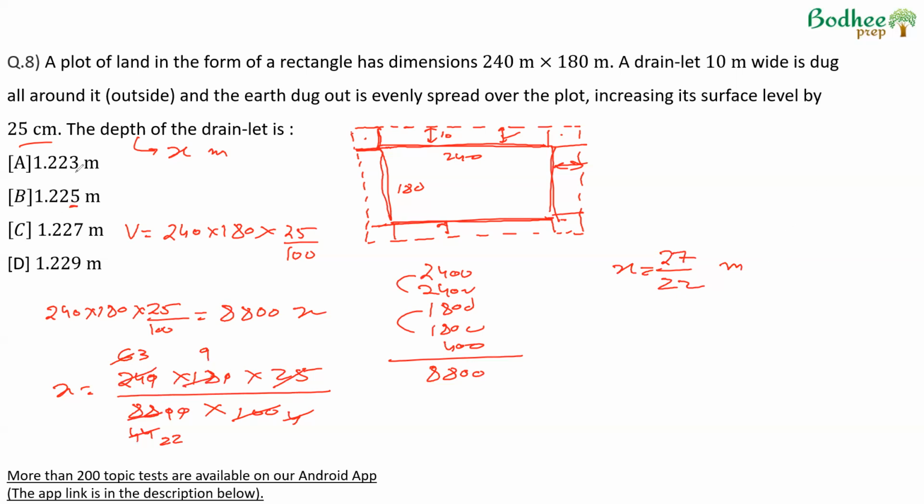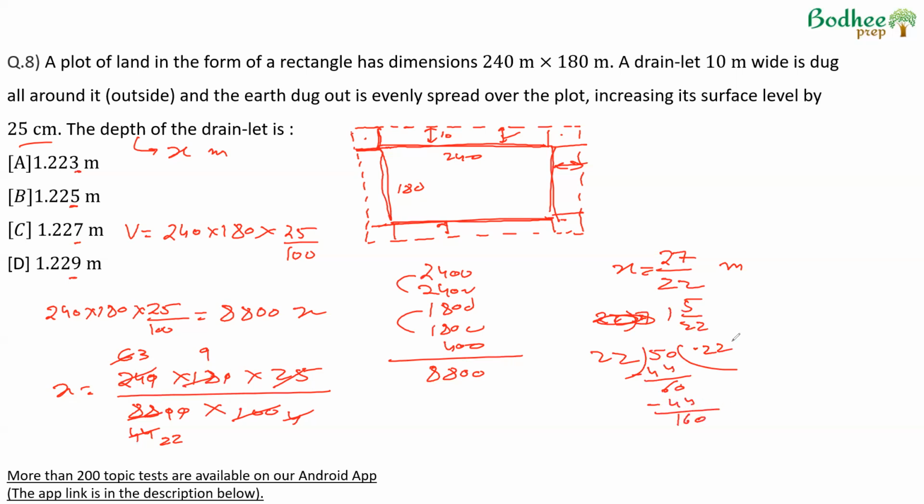We'll have to find the answer till the third decimal point. This will be 27 by 22, basically 1 and 5 by 22. So 5 divided by 22 is what we do. 0.2, 2 2s are 44. 6, 0, 2 2s are 44.